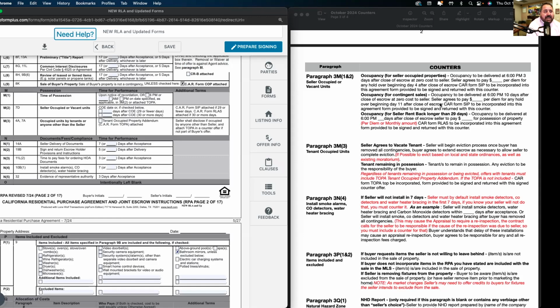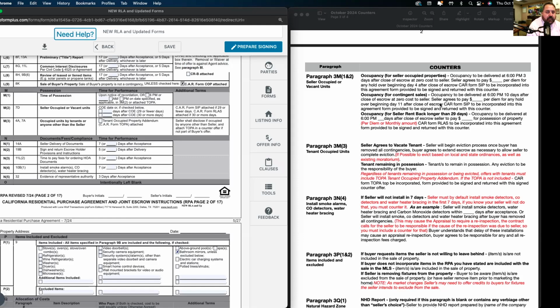Okay, now if it's a contingent sale, it's going to be a little bit different. Occupancy to be delivered at 6 p.m. 10 days after close of escrow at zero cost to seller. 10 days, because we know with contingent sales that it's a little bit hard. There's more time that it takes, right? Because that sale could be contingent on all kinds of stuff. Occupancy, seller agrees to pay, again, blank per diem, $100, $150, $75 for any holdover beginning day 11 after close of escrow.